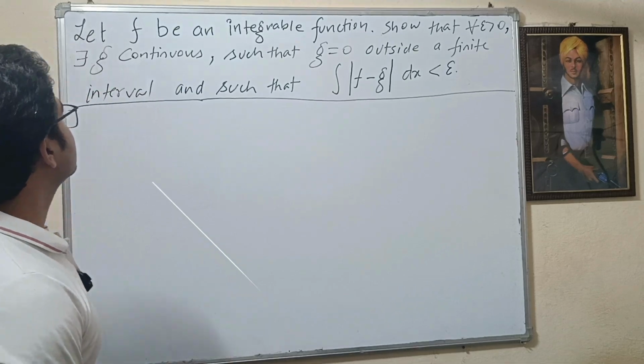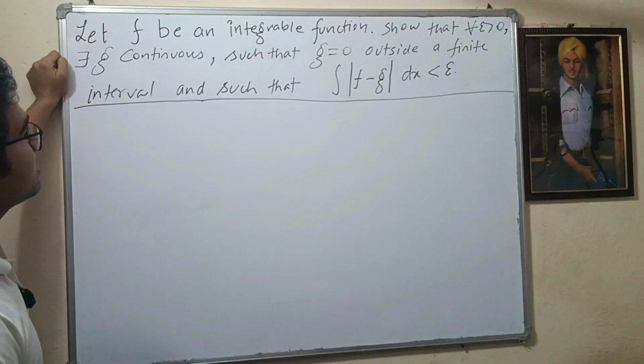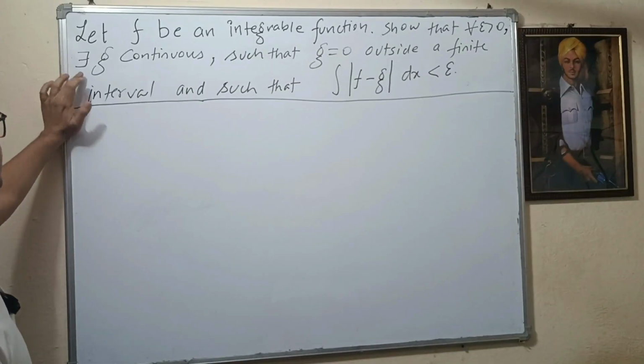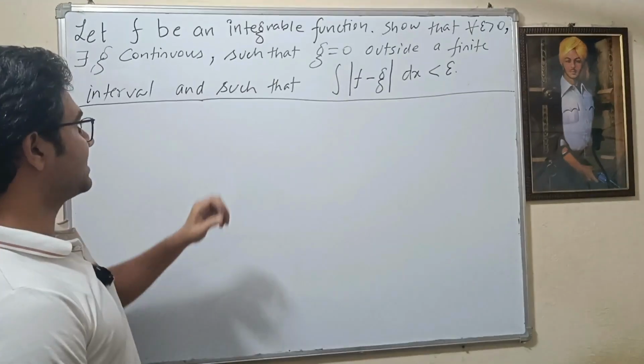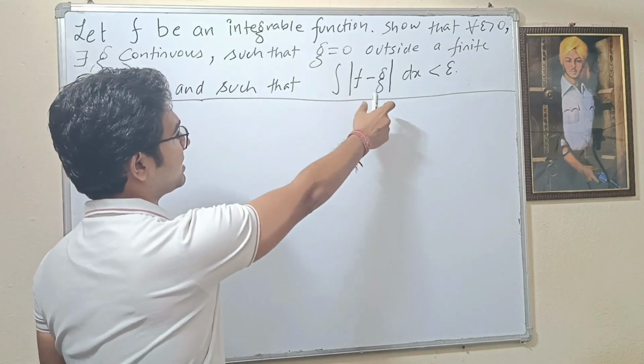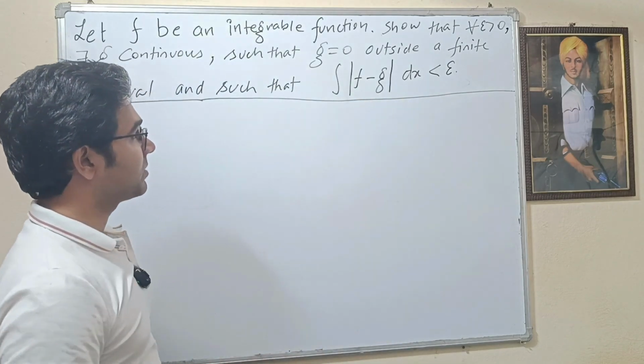So we are given a question. Let f be an integrable function. Show that for all epsilon greater than 0, there exists g continuous such that g equals 0 outside a finite interval and such that the integral of mod of f minus g dx is less than epsilon.